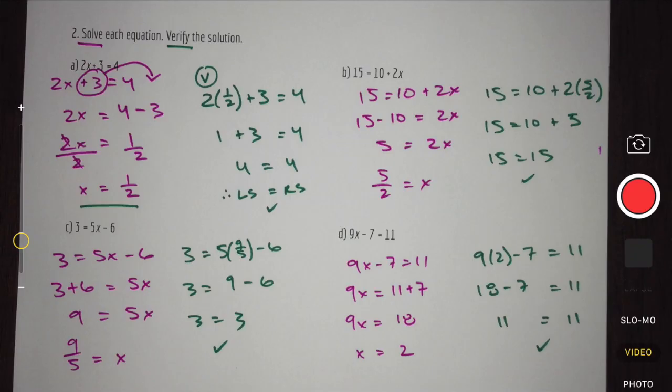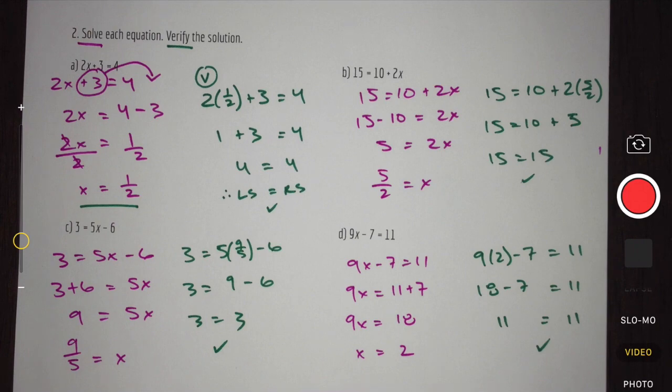All right, I've worked through each of my equations in purple, and I've verified each equation to make sure that the left side is equal to the right side in green. And what you can see is that in each of the cases, when I've come up with my values for my variable or x, they have verified out in the green when I have checked them.